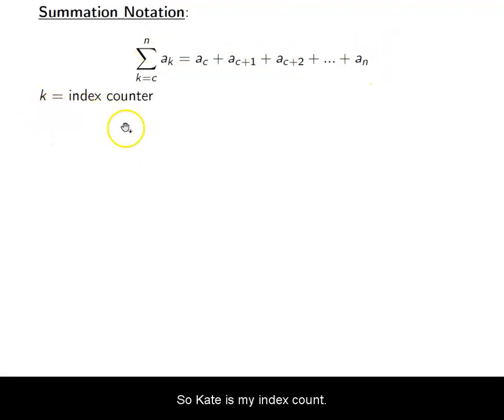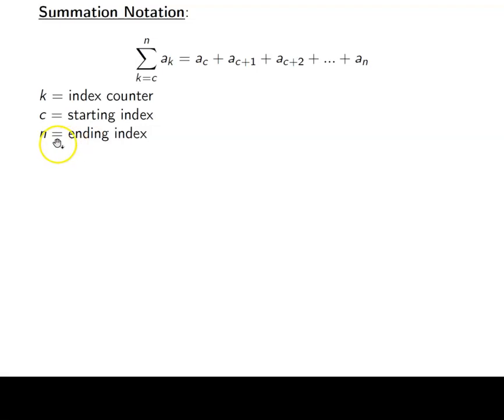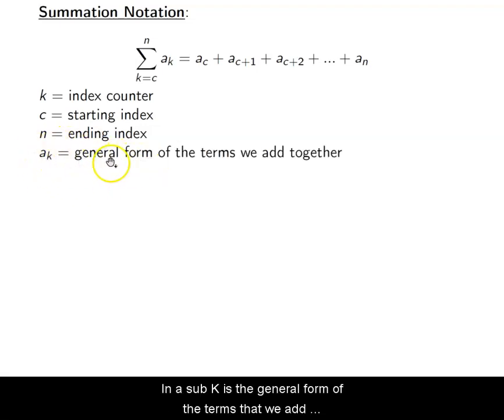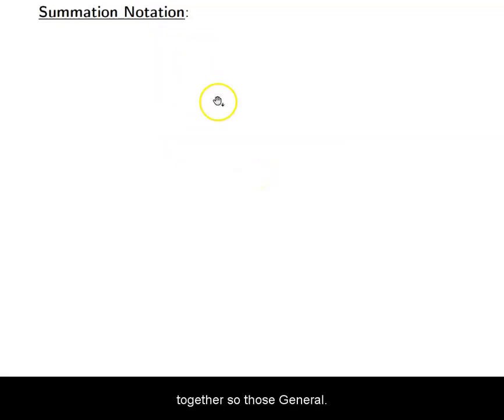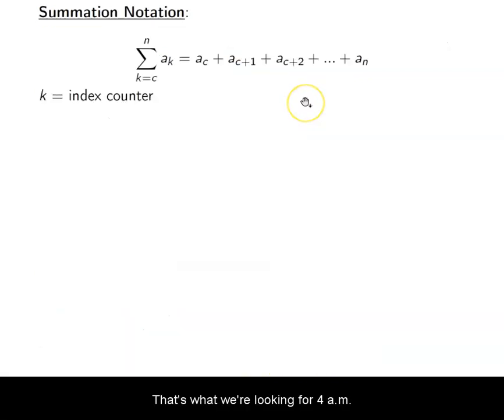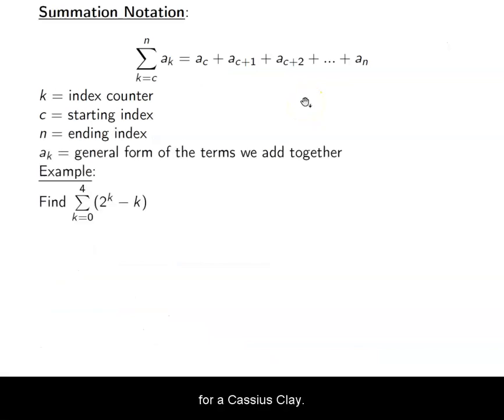So k is my index counter. C is my starting index, where I start. N is my ending index, where I stop. And a sub k is the general form of the terms that we add together. So those general terms, those general forms that we had, that's what we're looking for, a_k. So let's do an example.